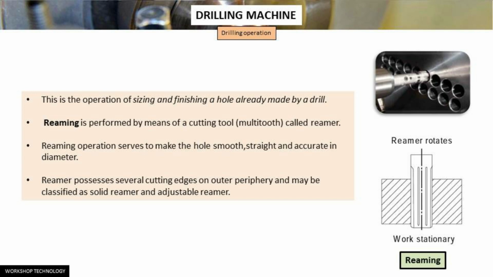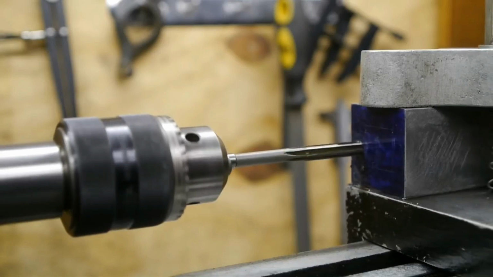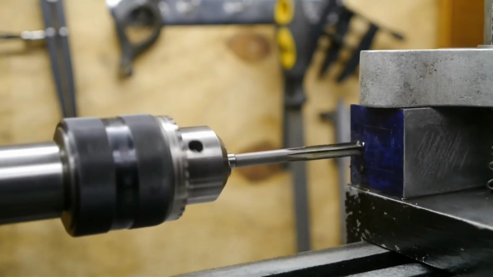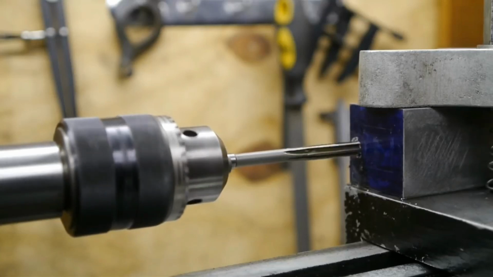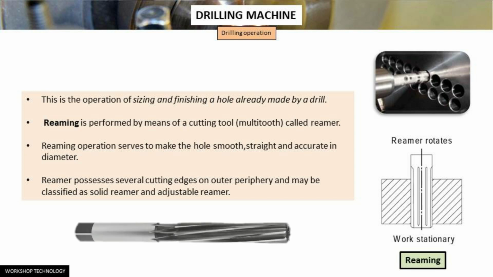Next is reaming. Reaming is the operation of sizing and finishing a hole which has already been made by a drill. Reaming is performed by means of a cutting tool called a reamer, as you can see in this particular figure. This reaming operation serves to make the hole smooth, straight and accurate in diameter. The reamer is a multi-tooth tool that possesses several cutting edges on its outer periphery and may be classified as solid reamer and adjustable reamer.